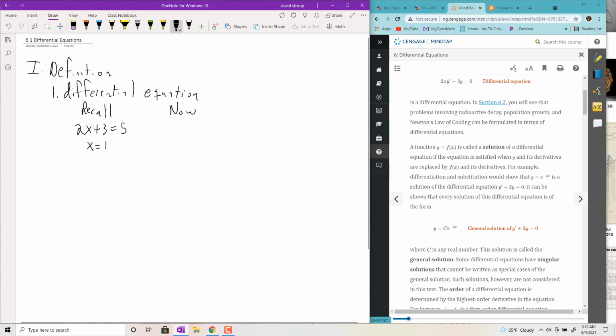Now, instead of looking for a number, we're looking for a function that satisfies a particular equation. So like y prime plus 2y equals 0. It will turn out that the solution is y equals ce to the negative 2x. Okay? So a little bit different, and we're going to have to develop some tools for doing this.